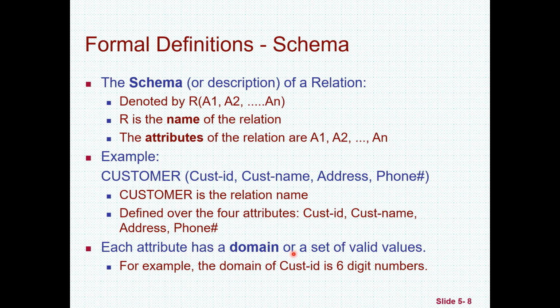Each attribute has a domain, or a set of valid values. For example, for the customer relation, there is a customer ID attribute. The domain for this one is a 6-digit number. So we are going to put the value for the customer ID as a 6-digit number.